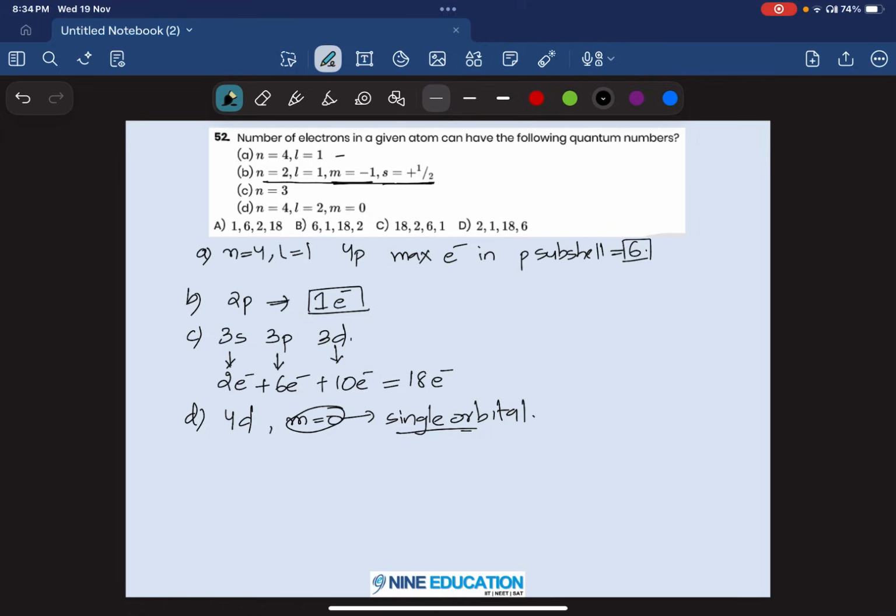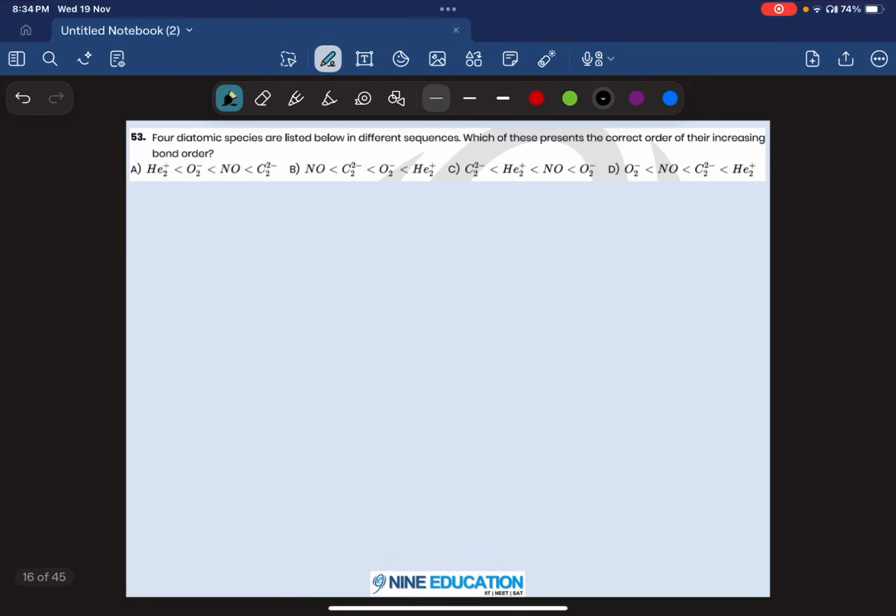He is not mentioning all orbitals present in d subshell. He is only mentioning a single orbital present in d subshell. That means in a single orbital, we know that there are two electrons possible. So the answer for this option is option B. Okay. So then let us discuss the next question.